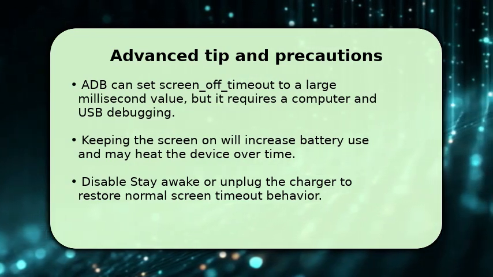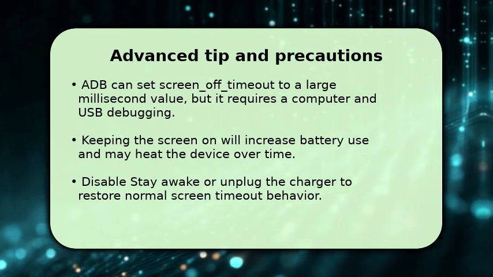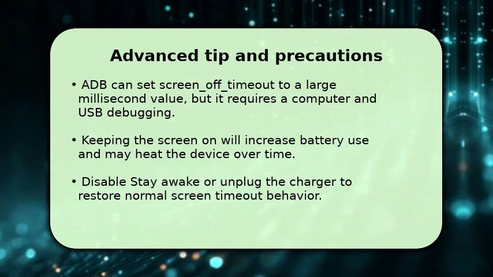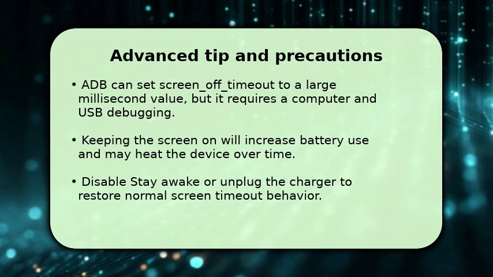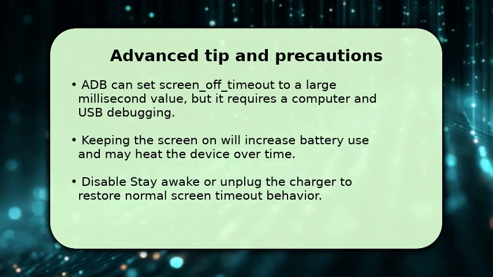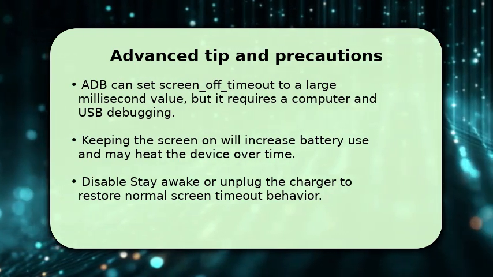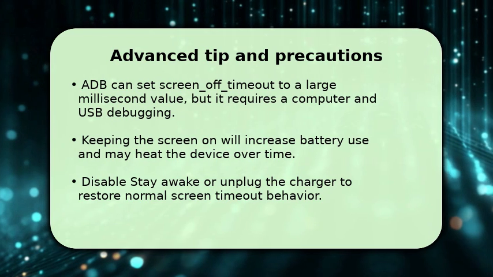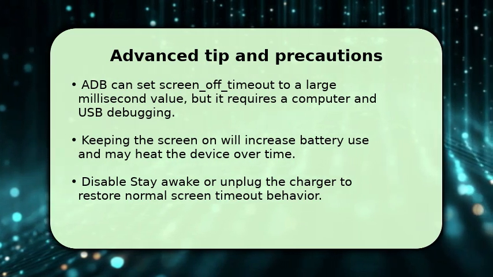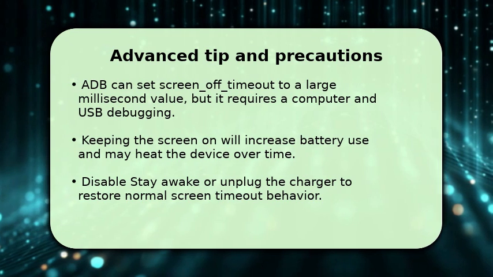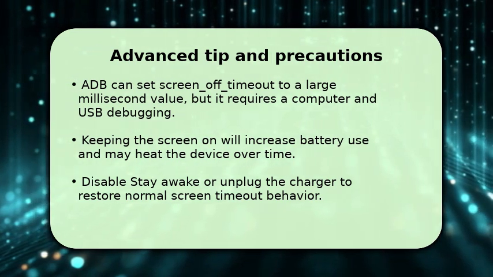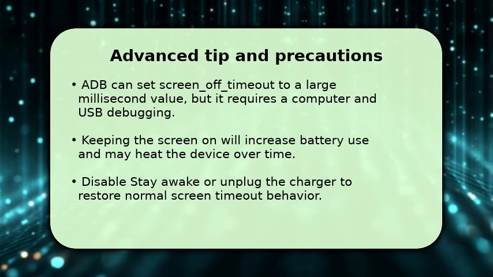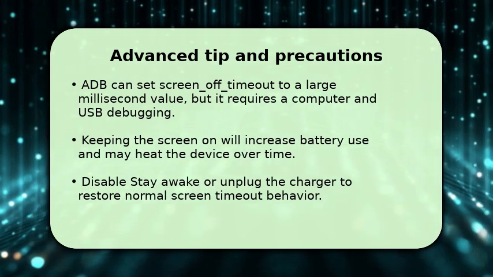Use adb shell settings put system screen_off_timeout 3600000 to set 1 hour in milliseconds. This approach requires developer tools and grants system-level change capability. Be cautious, because prolonged screen-on time increases battery drain and risks device heating. Always disable Stay Awake or undo the ADB change when you finish to restore normal behavior.